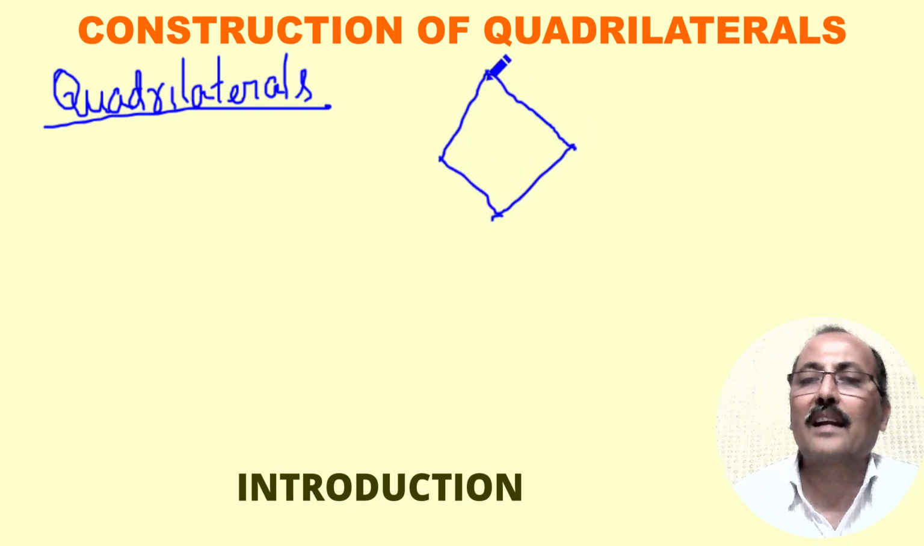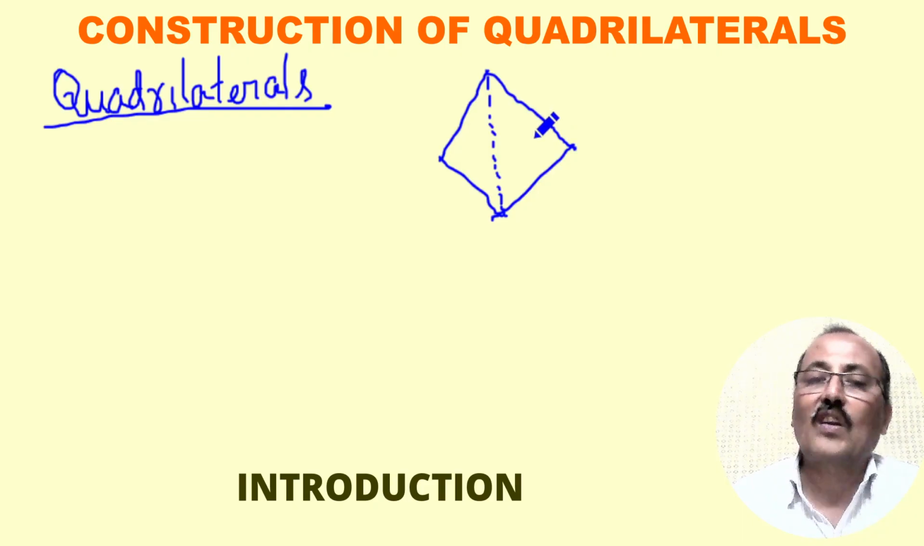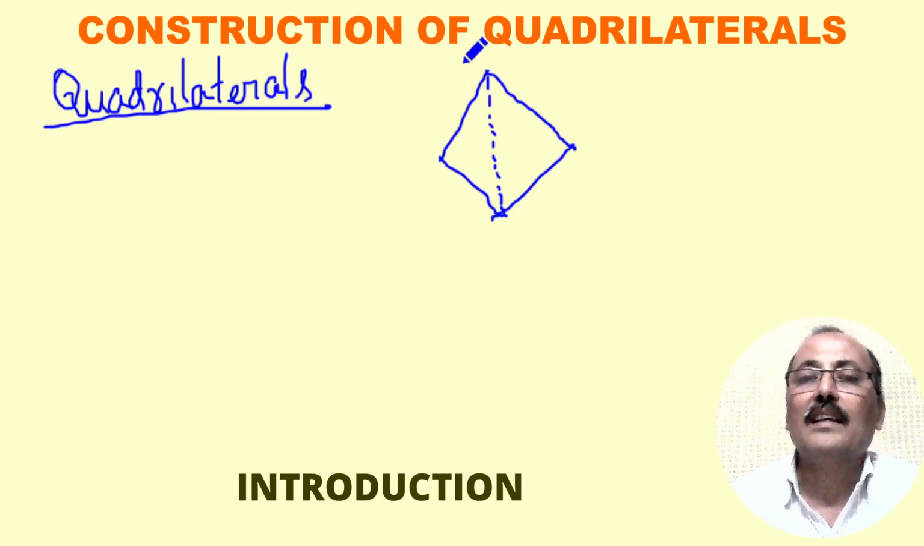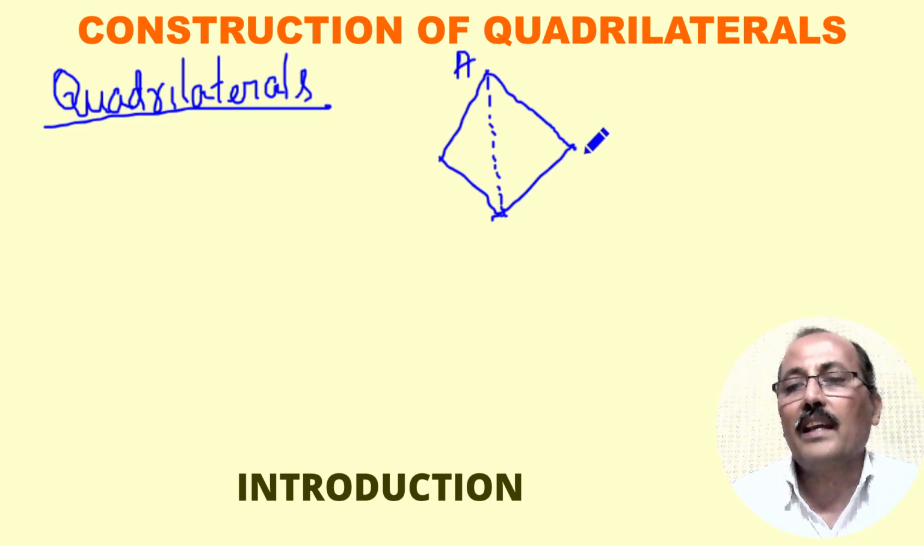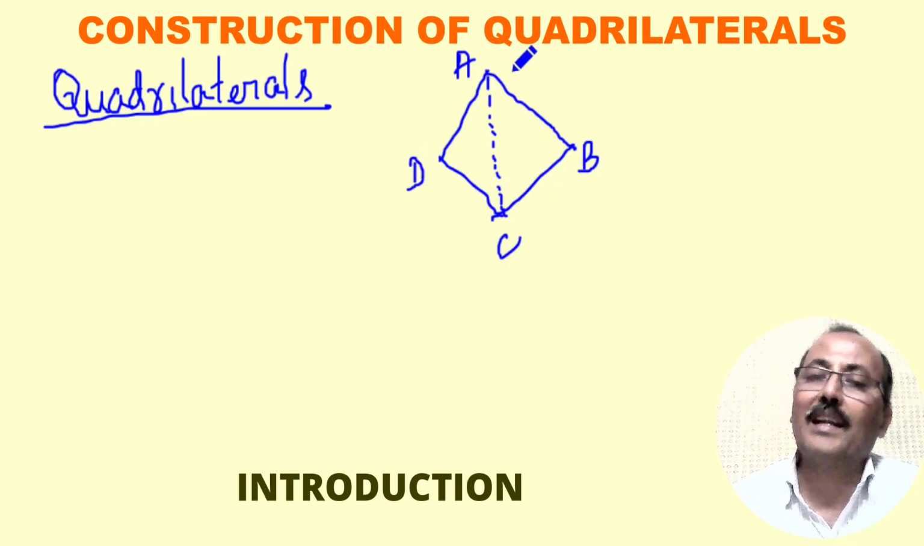What are the 2 triangles? If I draw a line segment here, it will become 2 triangles. This is triangle number 1 and this is triangle number 2. This side triangle 1, that side triangle 2. I will name this A, B, C, D. Now, quadrilateral ABCD and the diagonal is AC.